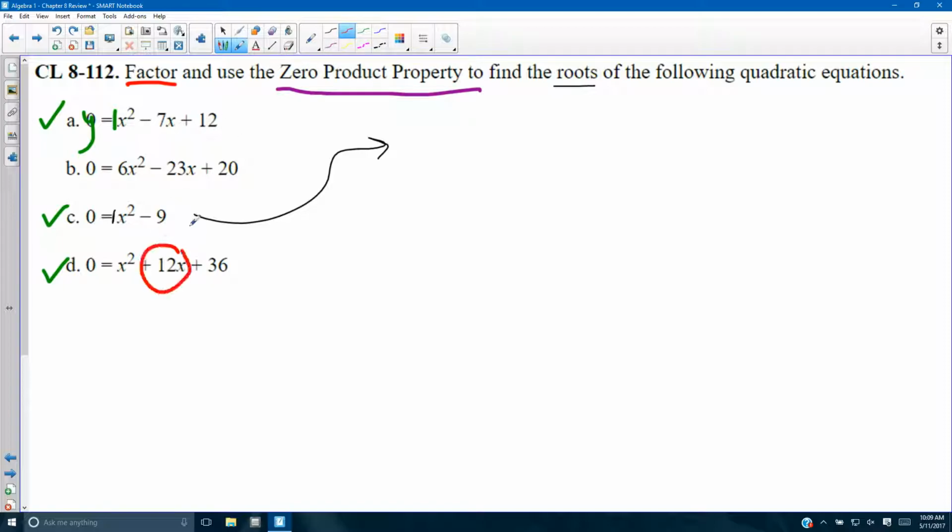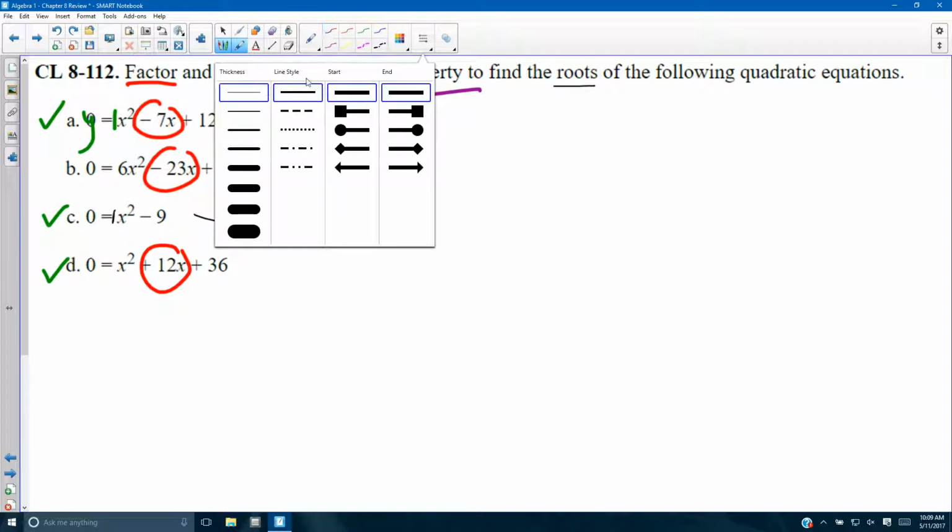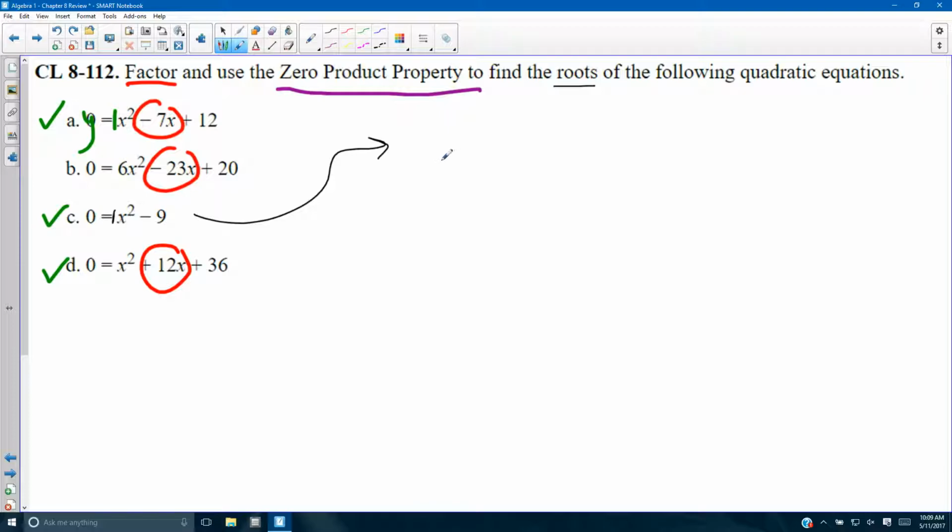Notice how this has a positive 12x, negative 23x, negative 7x. This doesn't have an x term in it. So I'm going to rewrite it with an x term in it. And I'm not just going to make one up. I'm going to use the one that's here. If you don't see it, that means that term is 0x. Right? If you want this thing to go away, you have a 0 multiplied by that thing.